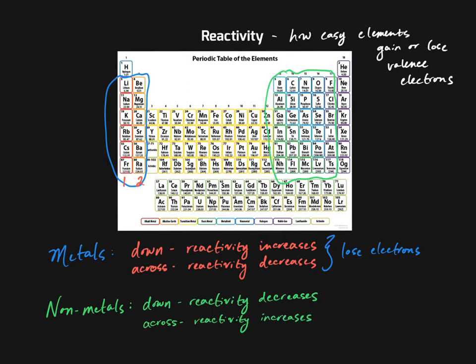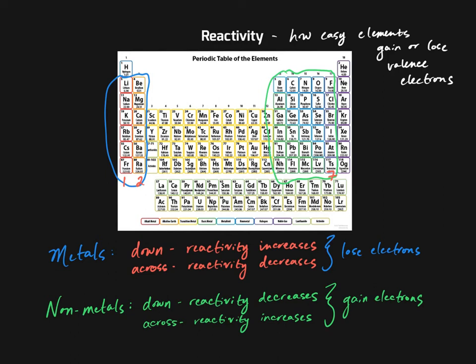Okay, so I want to take a look at this group right here, group 17, our halogens. Remember that these have 7 valence electrons. So it's going to be much easier, I hope you agree with me, for these halogens to gain 1 electron than it's going to be for them to lose 7. So with that being said, nonmetals, they want to gain electrons.